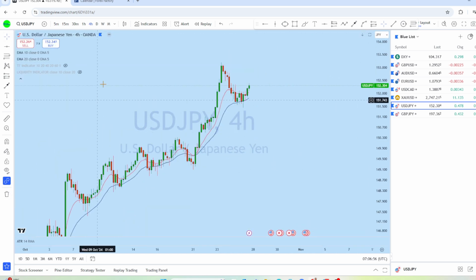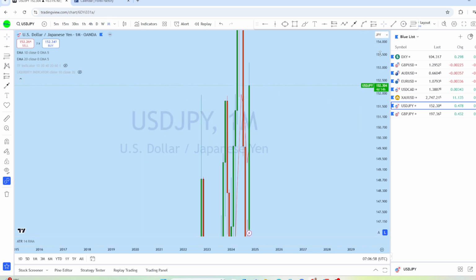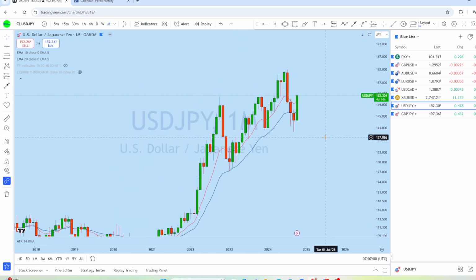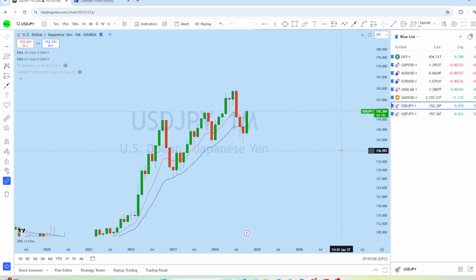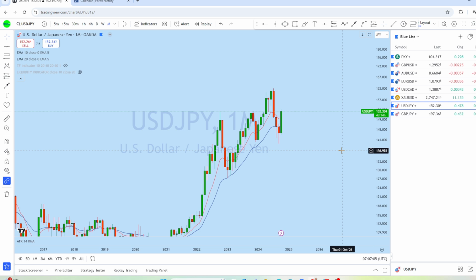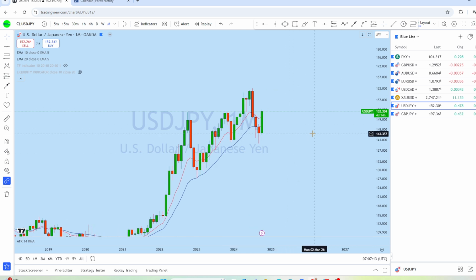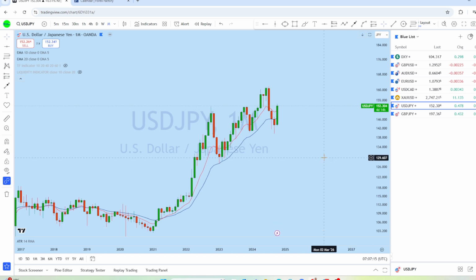Looking at the bigger picture, the monthly chart on dollar yen, this is the monthly impulse. Dollar yen also might get very volatile, as we see quite a few high impact news on yen and also dollar with the NFP. Let's look at the monthly perspective first to see the overall picture.